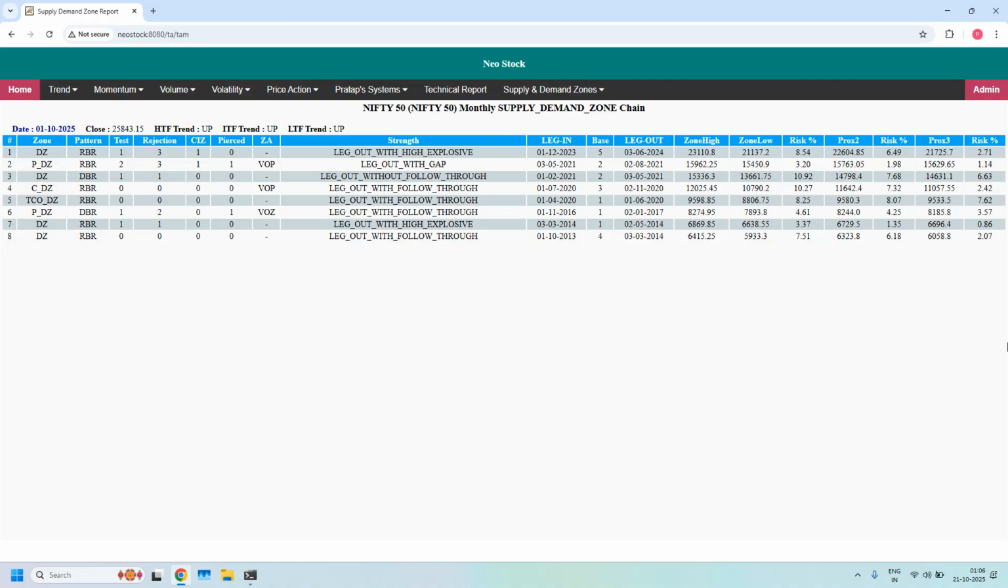In any supply demand zone chain, always look into the zone column to find the high liquidity zones. Look into the pierced column to find the pierced zones. Always look into the LTF trend to find the trend of the current time frame you have selected. One time frame higher is ITF and one more time frame higher is HTF. So remember these points for all the supply demand zone chain reports.